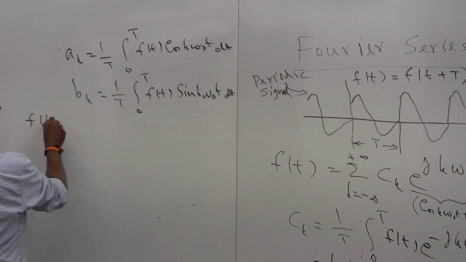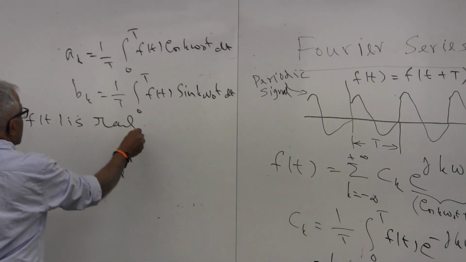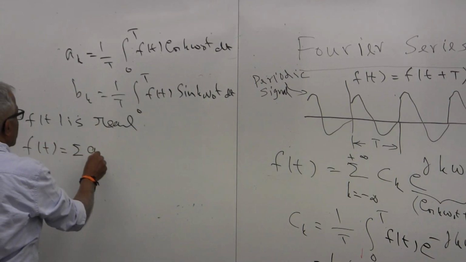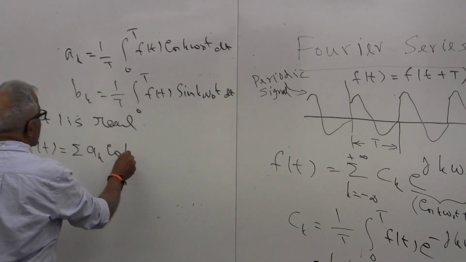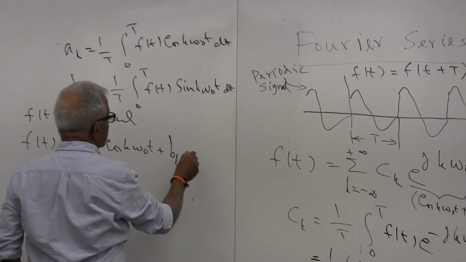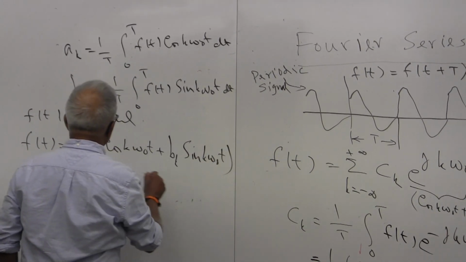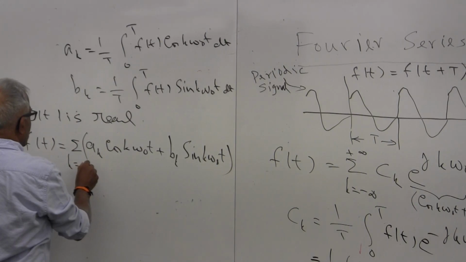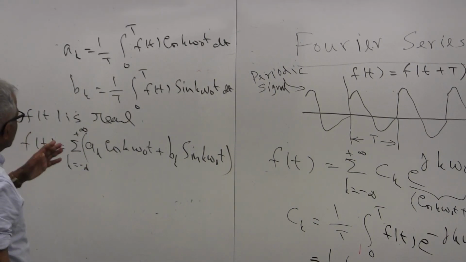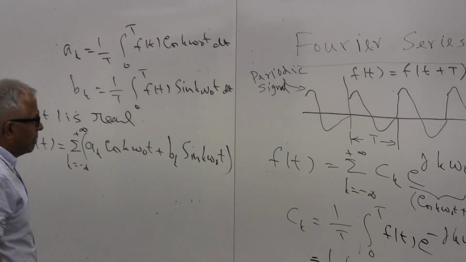So if f(t) is real, then f(t) can be written as sigma ak cos k omega naught t plus sigma bk sin k omega naught t. All this we did last time. K goes from minus infinity to plus infinity. So in general, for a real signal, you just find the ak's and bk's.